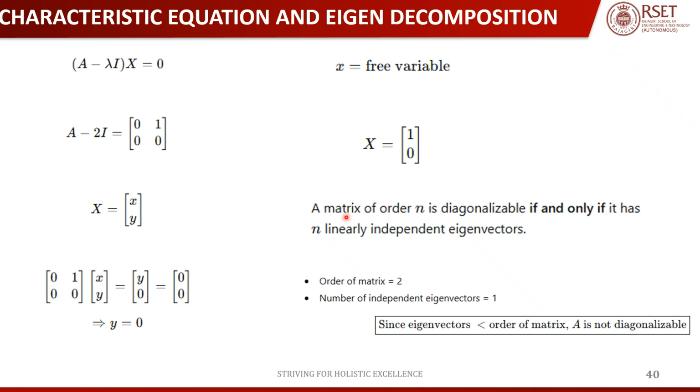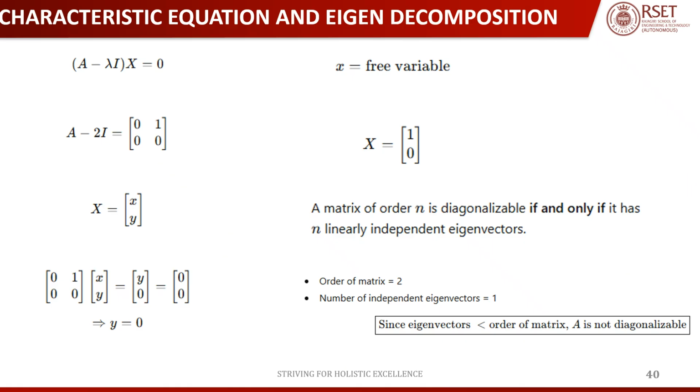No. A matrix of order n is diagonalizable if and only if it has n linearly independent eigenvectors. Here the order of the matrix is equal to 2 and the number of independent eigenvectors is equal to 1. Since the number of eigenvectors is less than the order of the matrix, A is not diagonalizable. If A was diagonalizable, you would be able to find one more linearly independent eigenvector.